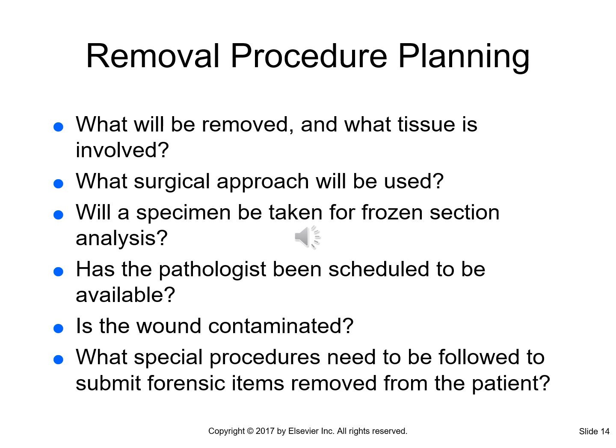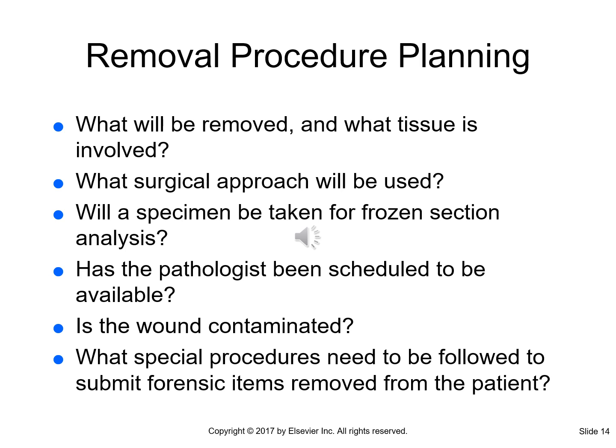This slide just walks you through, if we're removing tissue, organs, or foreign bodies, how we will plan to do so. What will be removed, what type of tissue? I mentioned that earlier. What's the approach to get to the tissue? What specimens will be taken for frozen section analysis? Have we already contacted the pathologist to let them know?